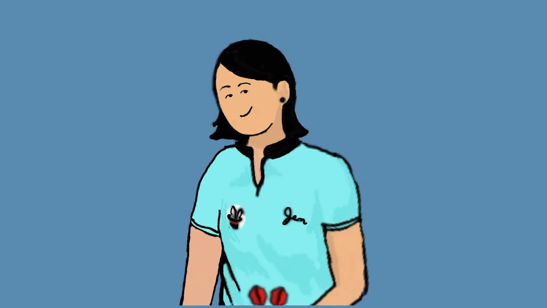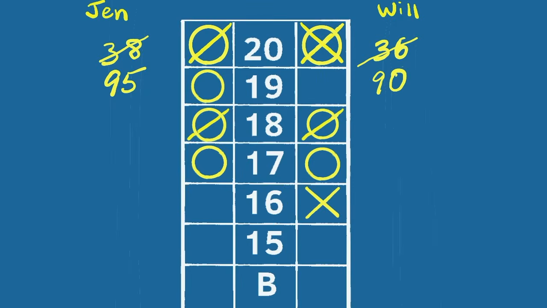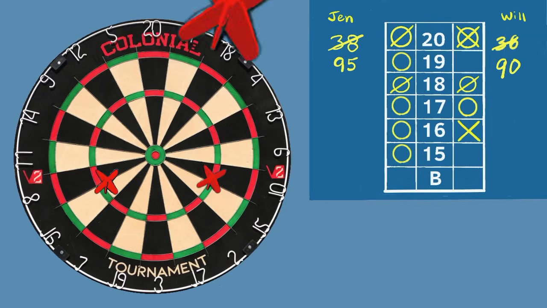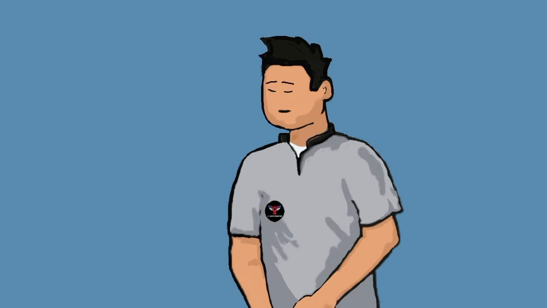On Jen's turn, she goes for 16s since Will just has the 2. She hits a triple with her first dart. With 2 darts left to throw, she goes for 15s and hits that triple too. With her last dart, she goes for the bullseye, but misses into a single 2. Things are not looking good for Will.